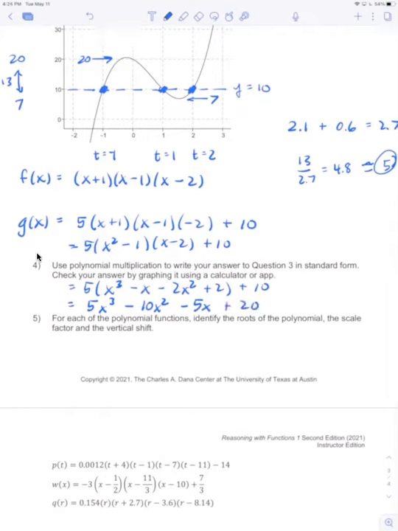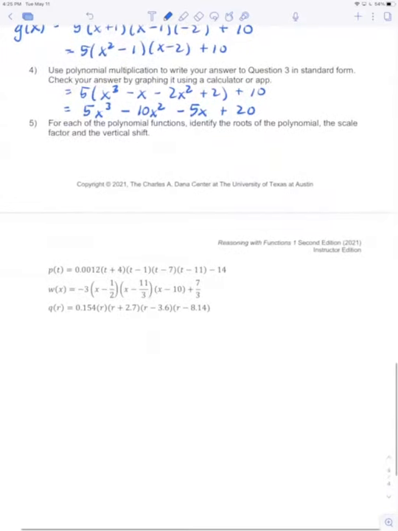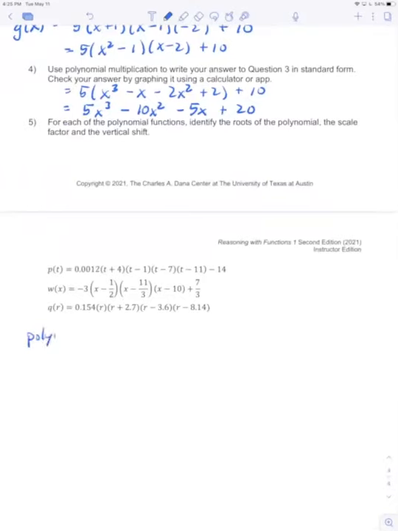Part 5, for each of the polynomial functions, identify the roots of the polynomial, the scale, and the vertical shift. So let's write it this way. I'll just keep track of it. The polynomial, and then we'll do the roots. We'll do the scale factor, and then the vertical shift.